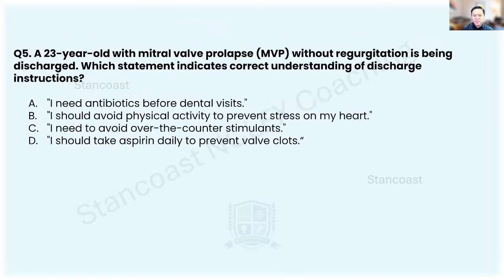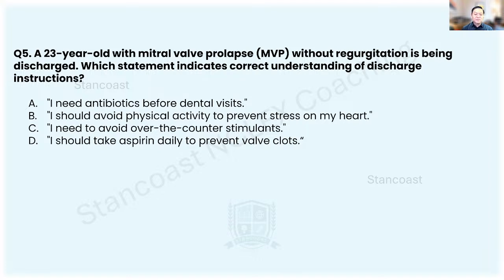A 23-year-old patient with mitral valve prolapse without regurgitation is being discharged. Let me reread that question. A 23-year-old with mitral valve prolapse without regurgitation is being discharged. Which statement indicates correct understanding of discharge instructions? Is it A, I need antibiotics before dental visits?